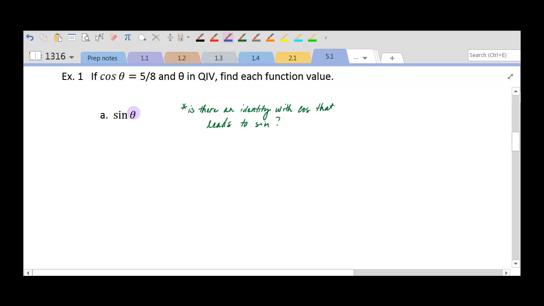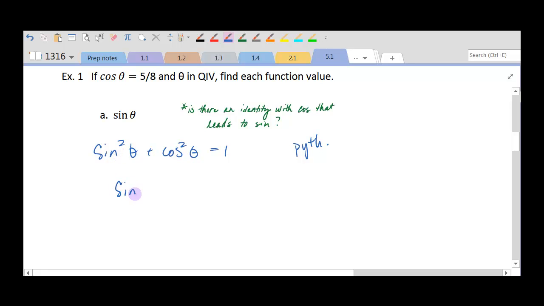Using an identity, I approach this by thinking to myself, well, is there an identity that has cosine in it and leads me to sine? It somehow relates these two right here. Hopefully already you're thinking to yourself, sine squared theta plus cosine squared theta equals 1, which is the Pythagorean identity, has cosine and sine in it, and maybe I want to try that one. Now this is the identity that I do want to use because I already know what cosine is, I know what 1 is, and that only leaves one piece of this puzzle that I now have to solve for.